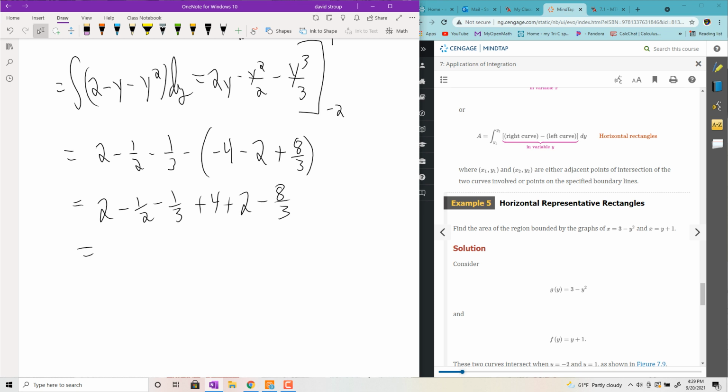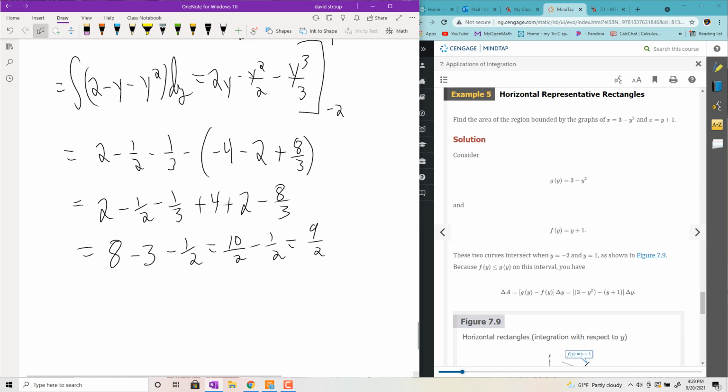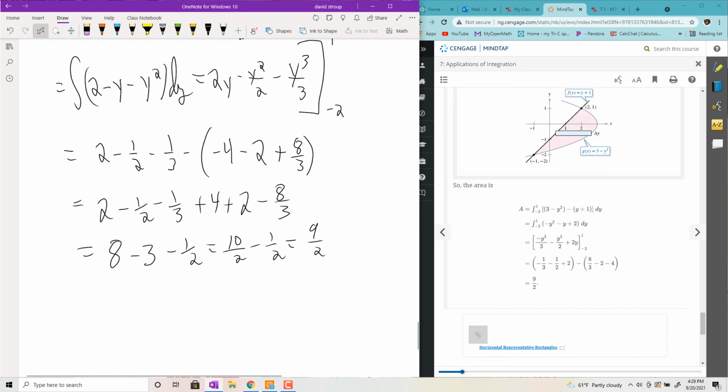So 4, 5, 6, 7, 8. Minus 9/3 is -3, minus 1/2. So 10 halves minus 1 half, looks like 9 halves. It's a familiar answer from before. Let's see if I'm right. Yep. Yay.